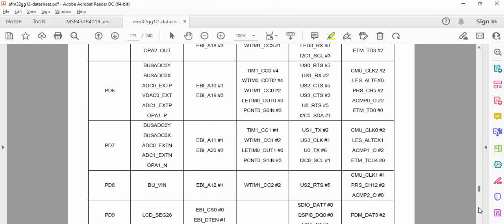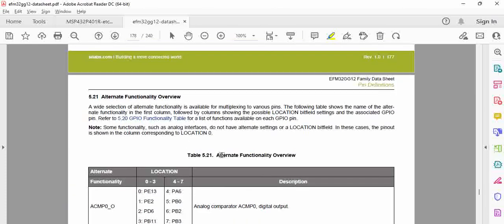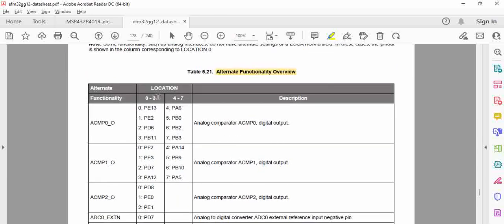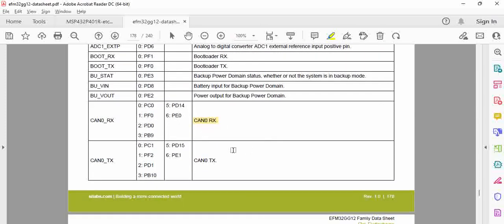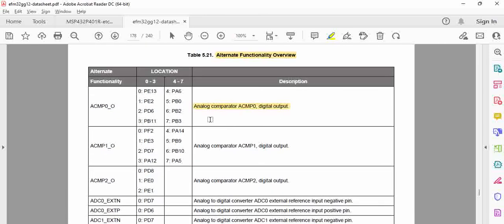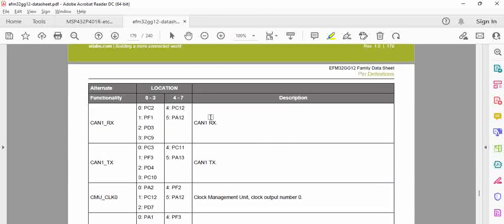There's one more table. You can see here, this is the alternate functionality overview table, which needs to be understood by each and everyone. So you can see here, if you want the analog comparator digital output, okay, you need to configure any of these pins. Just to understand with an example, you can take CAN. If you want CAN, you can configure it over any of these pins, 0 to 3 or 4 to 7, whatever, and configure the registers and have the output.